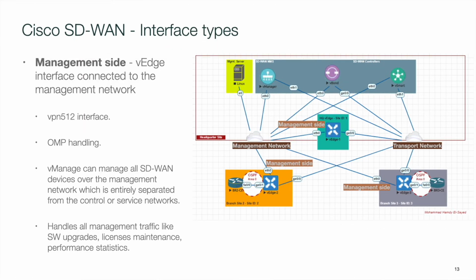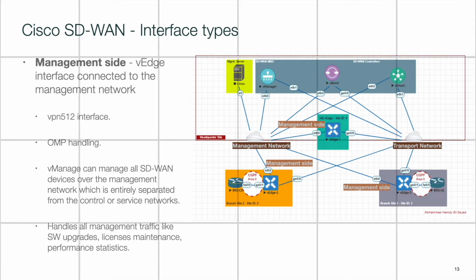Another interface type is the management side, the vEdge interface connected to the management network. In the topology, Ethernet 0 represents the management interface. The management interface is known as VPN 512. This management interface handles the OMP traffic between vEdge routers and vSmart controllers, and vManage can manage all SD-WAN devices over the management network. The management network is entirely separated from the control or service networks.